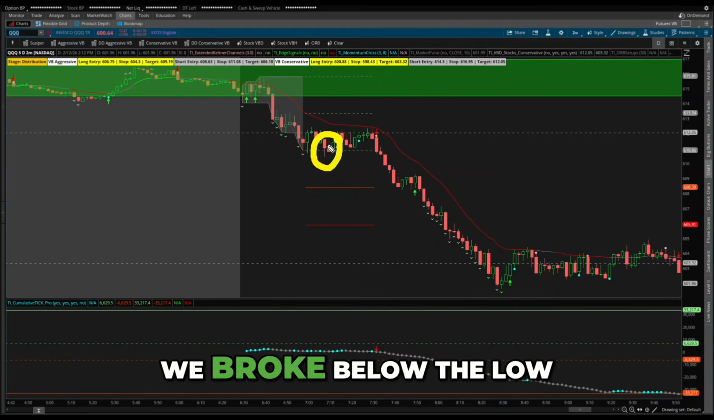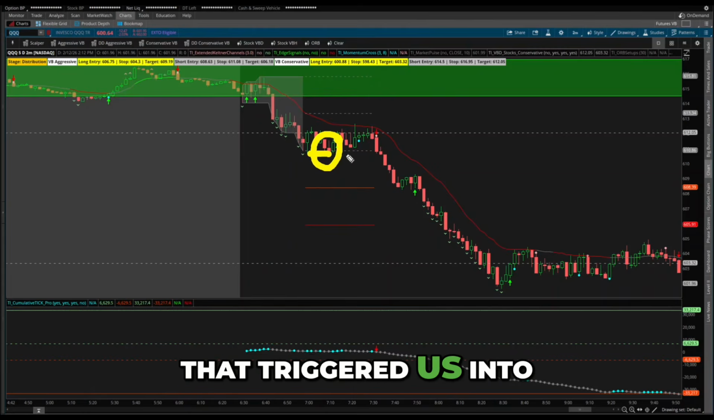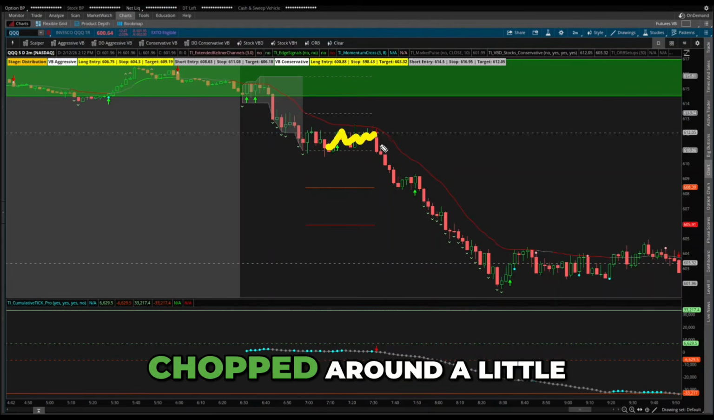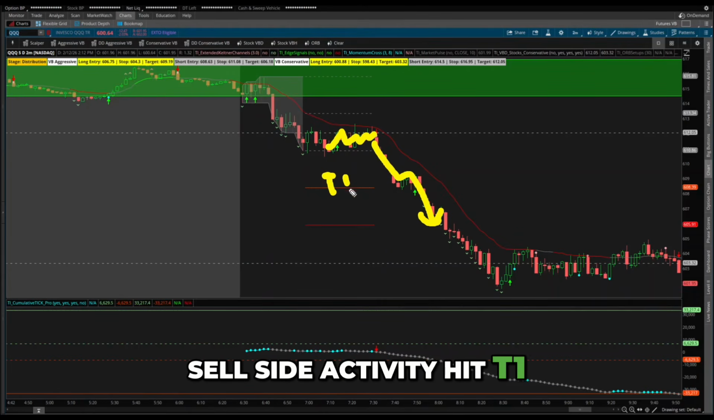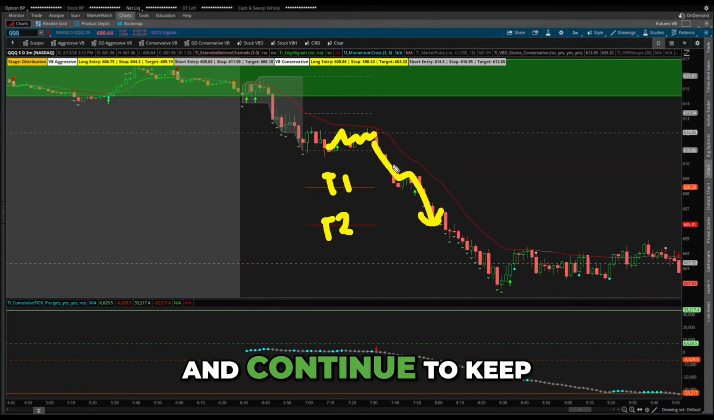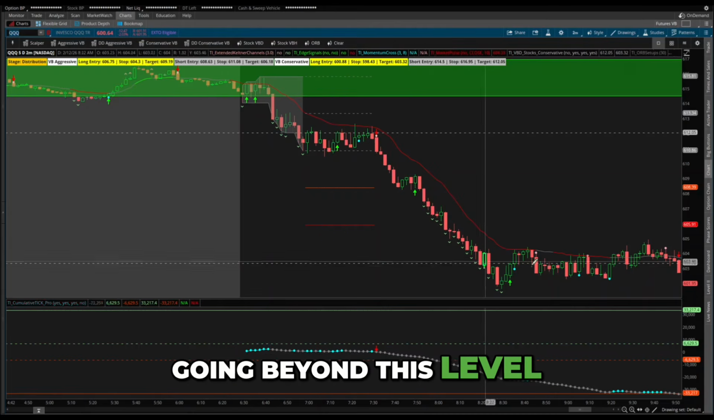Inside of the S&P, we broke below the low. That triggered us into the bearish setup, pulled back, chopped around a little bit, until we saw sell side activity hit T1, hit T2, and continue to keep going beyond this level.